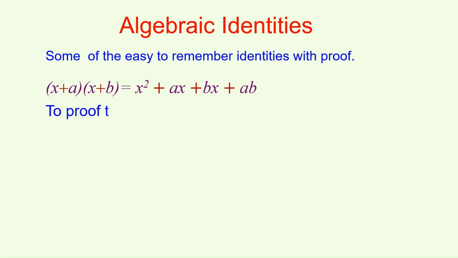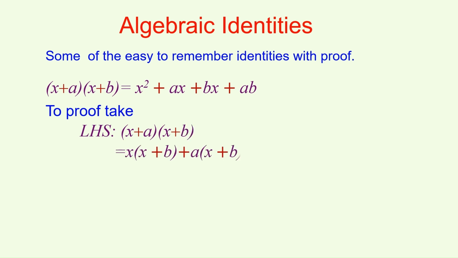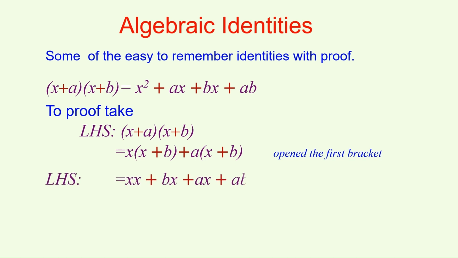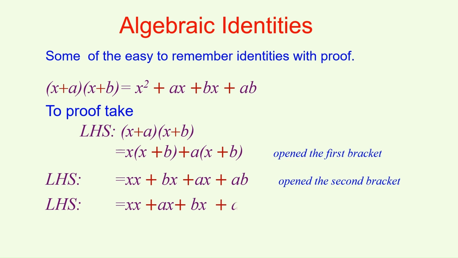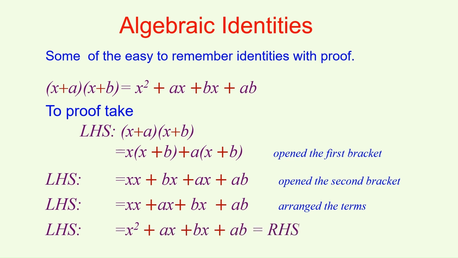To prove, let's take the left-hand side, x plus a multiplied by x plus b, equals x times x plus b plus a times x plus b after opening the first bracket. Left-hand side equals x times x plus b x plus a x plus a times b after opening the second bracket. Now equals x squared plus a x plus b x plus a times b, arranging the terms. So left-hand side equals x squared plus a x plus bx plus ab, which is the right-hand side.